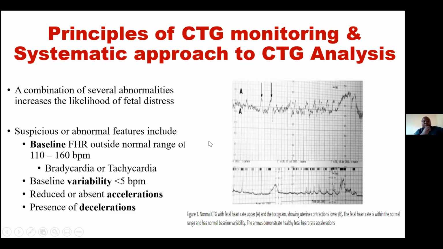So the principle of CTG monitoring is that a combination of several abnormalities on the CTG increases the likelihood of fetal distress. The goal is now to know a normal CTG, an abnormal CTG, and think of some differentials. On the CTG, we have 4 things to understand. We have the baseline fetal heart rate, which has to be 110 to 160. Below that is not good. Above the normal range is also not good.